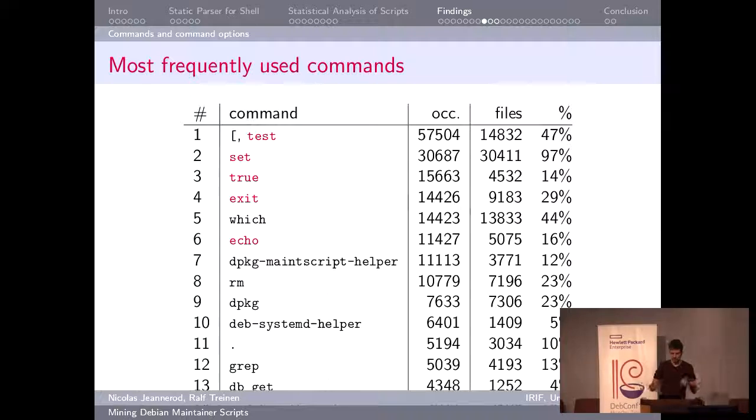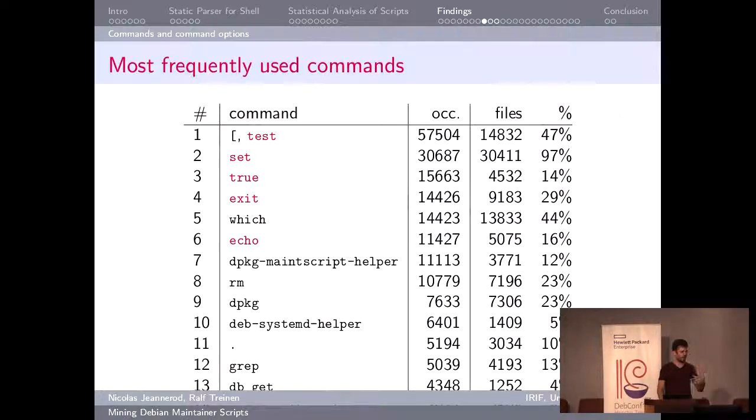And then you have others. So we have, interestingly, which, that is present in about half of the files. So if we were to order them by files, it would be set, then test, then which there. And we see dpkg main script helper, that's good to see it there, or deb systemd helper. And maybe we won't spend so much time on this slide.